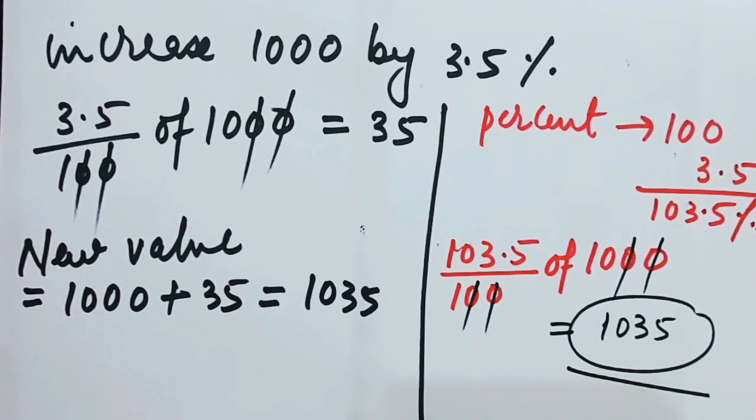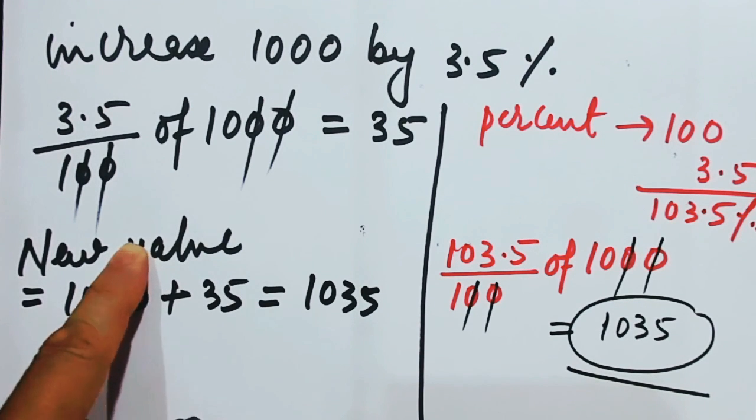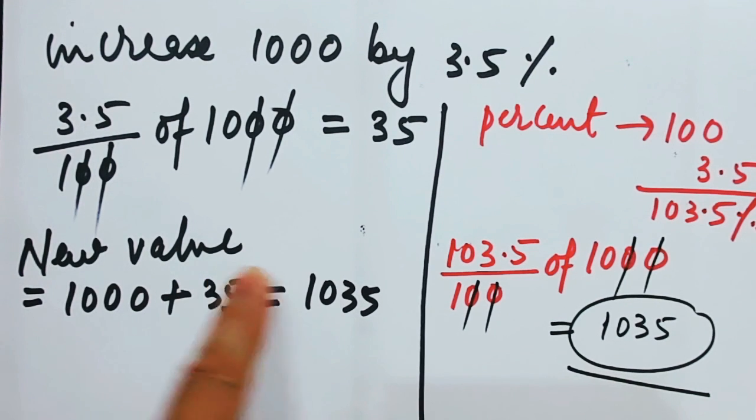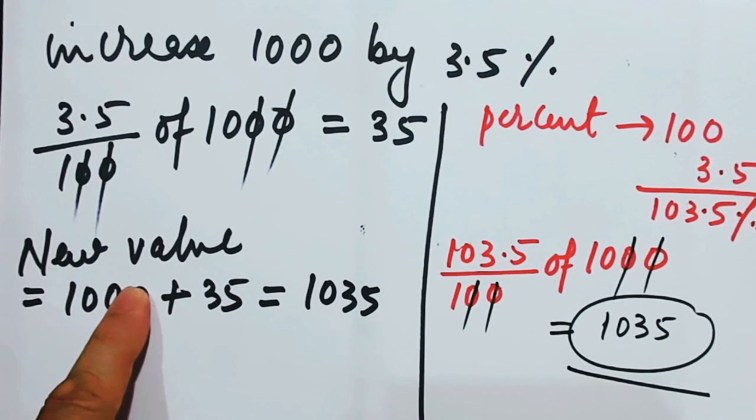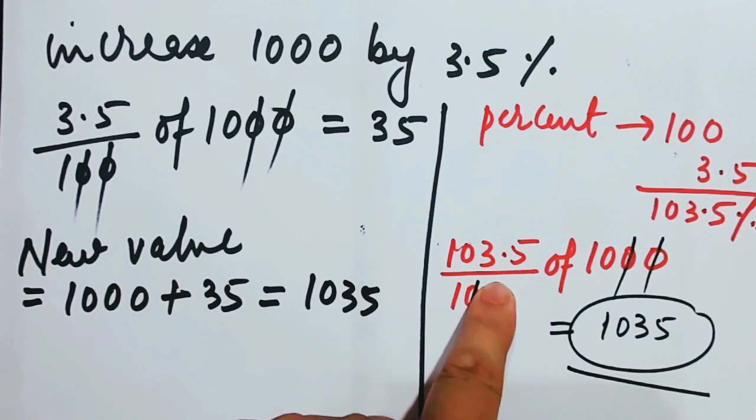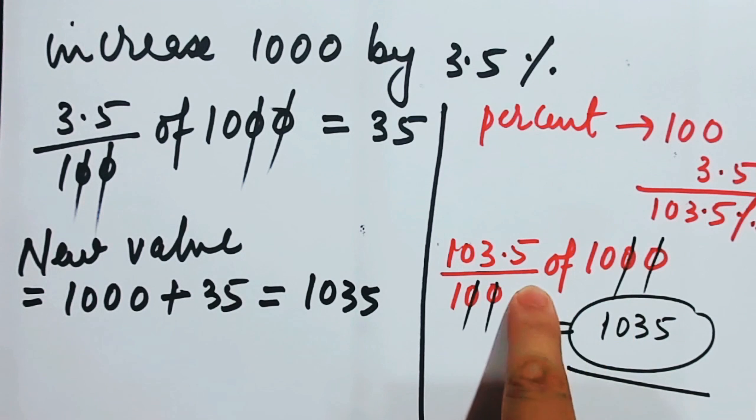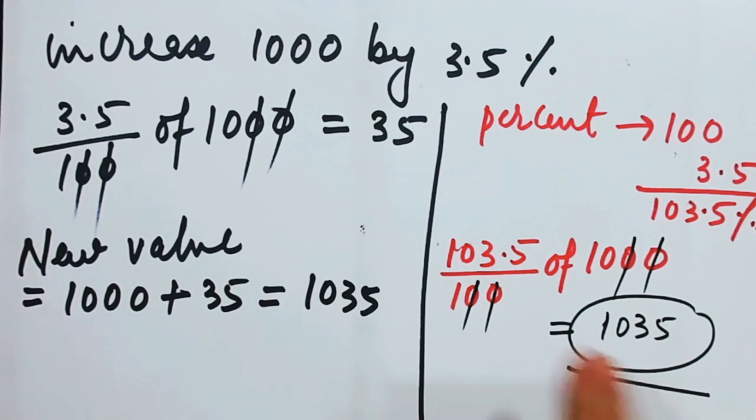Now, either you do it by this method or this method, you will fetch marks in both of them. But you should know both of them. Why? Because later on we shall be using this method to make our sums as simple as anything. Next, we shall be dealing with decrease, the same thing as in decrease percent. Clear?